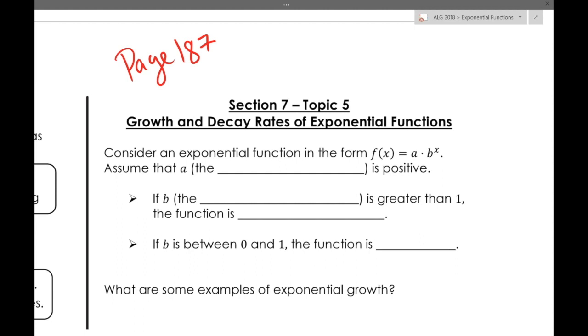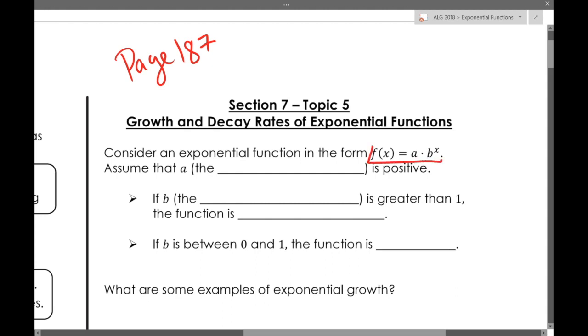Alright, so we're going to start with section 7, topic 5, growth and decay rates of exponential functions. This is a very easy lesson. All we're learning about is whether my graph is going to grow or decay, which means drop. Consider an exponential function in the form f(x) = a times b to the power of x. Remember, this is the formula for an exponential function. Every single formula would look like that.